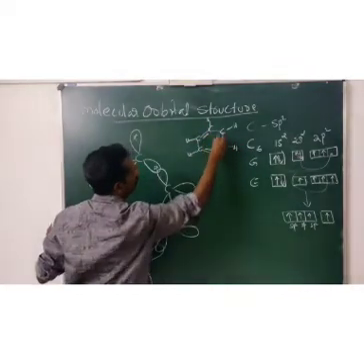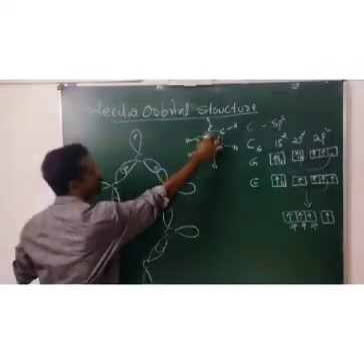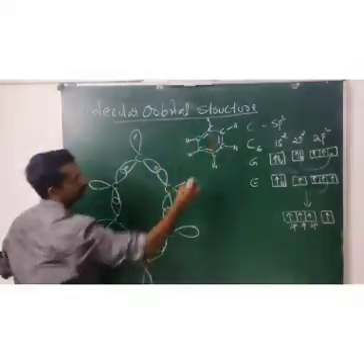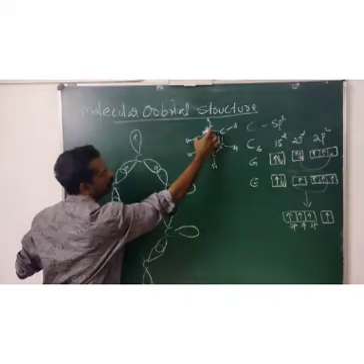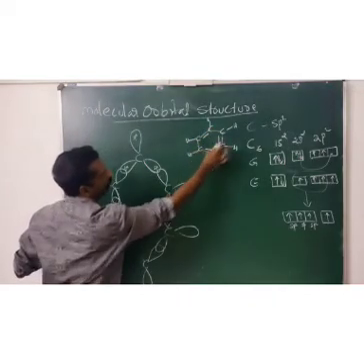Alternate double and single bond. Okay, how is this structure coming? Look at here, how this structure is coming. This structure means, here you can see, look at the position of the double bond. The double bond is here, second double bond, and the third double bond.